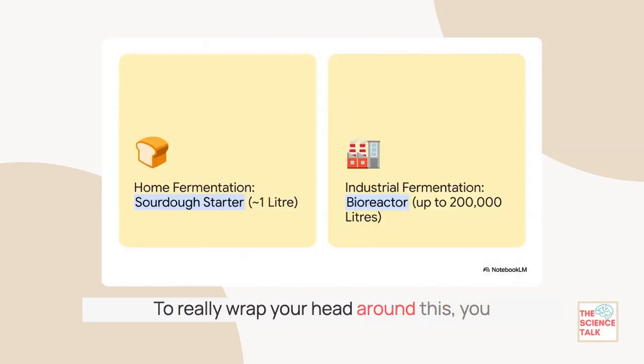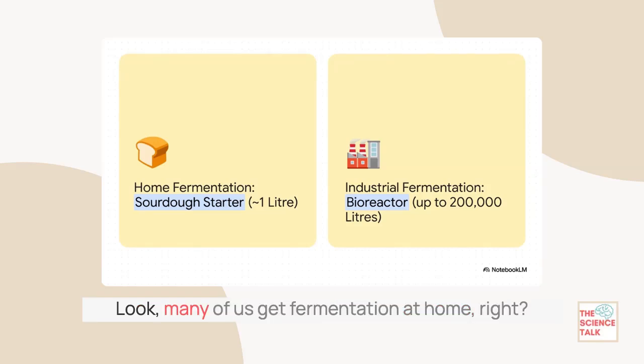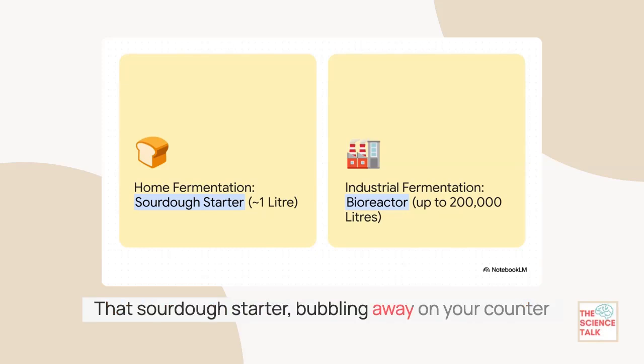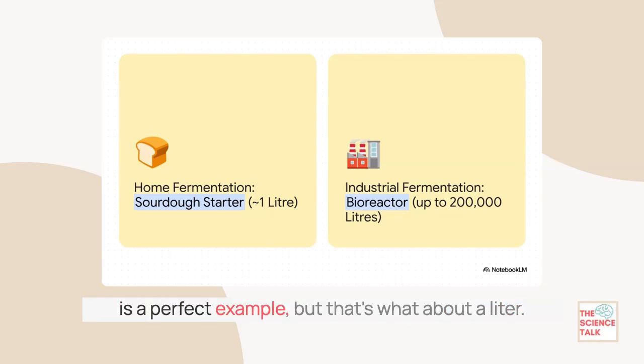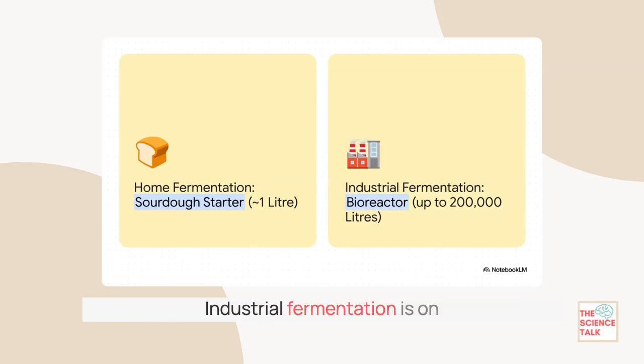To really wrap your head around this, you have to appreciate the incredible scale. Look, many of us get fermentation at home, right? That sourdough starter bubbling away on your counter is a perfect example. But that's what, about a liter? Industrial fermentation is on a completely different planet. We're talking about these huge stainless steel bioreactors that hold up to 200,000 liters. That's the difference between a carton of milk and a giant tanker truck. The scale is just staggering.